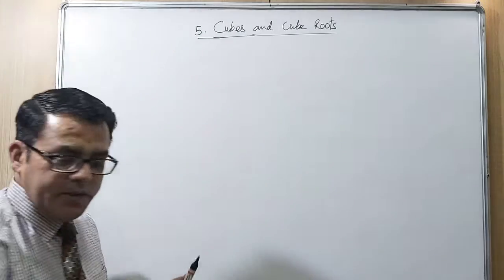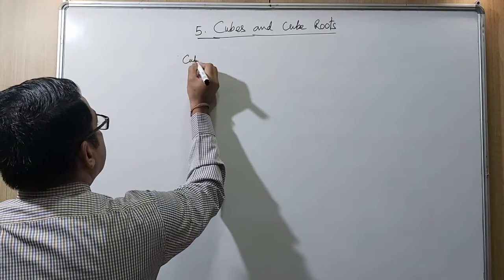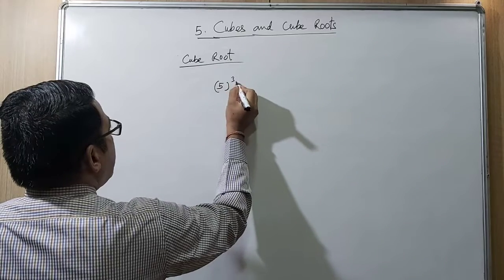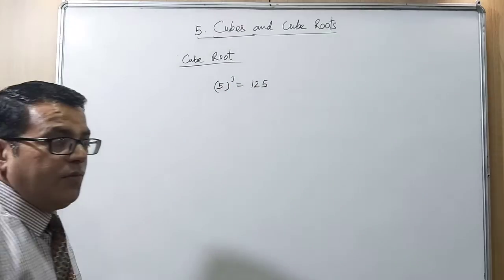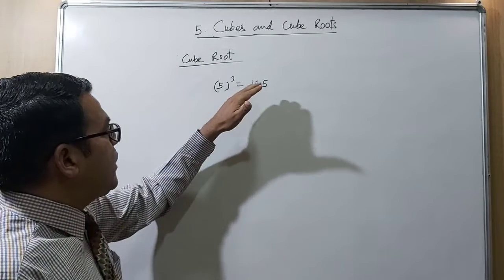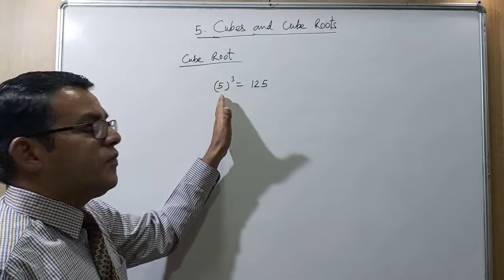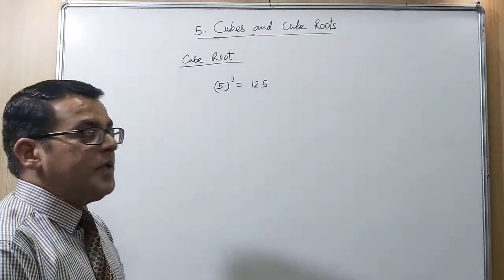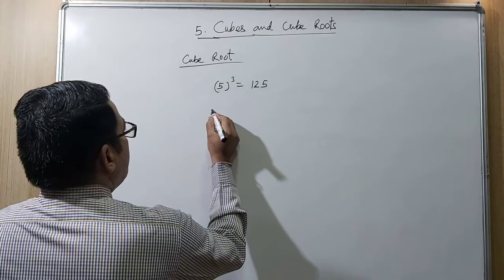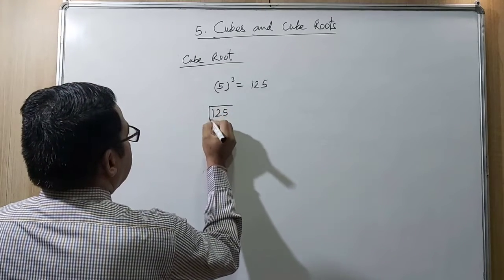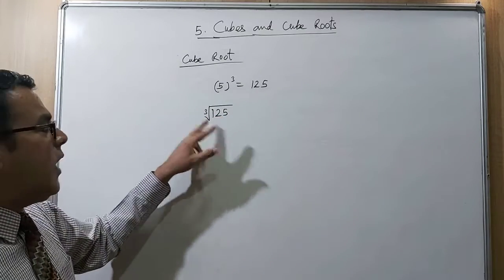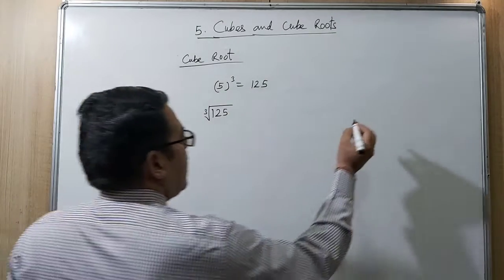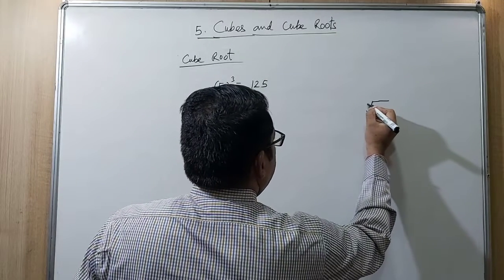Let me explain what is cube root. Cube of 5 is 125 and cube root of 125 is 5. It means cube root is just the opposite of cube. These are complementary to each other, and we can write cube root by using this symbol. This is the symbol of square root, and we have to write 3 here also, right? So this is the difference between square root and cube root.